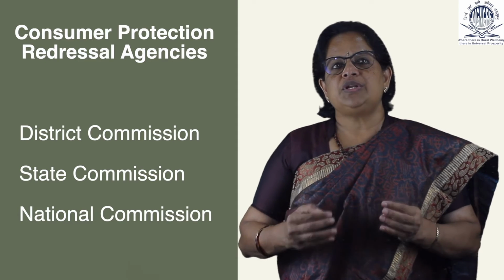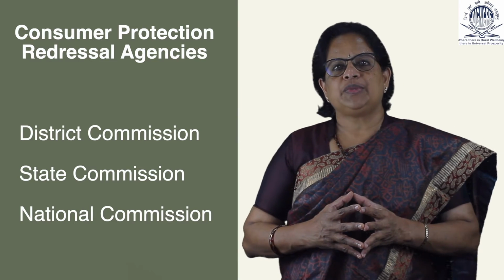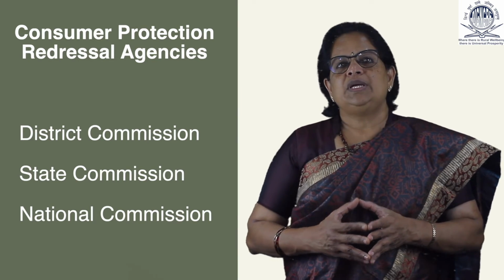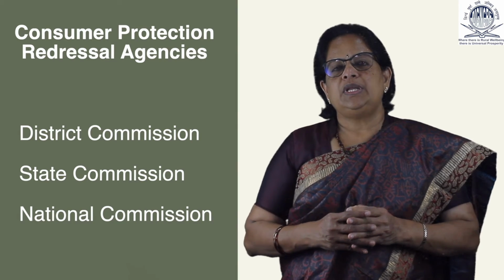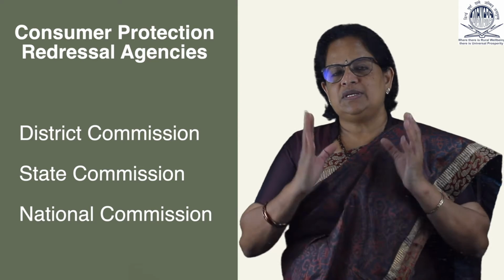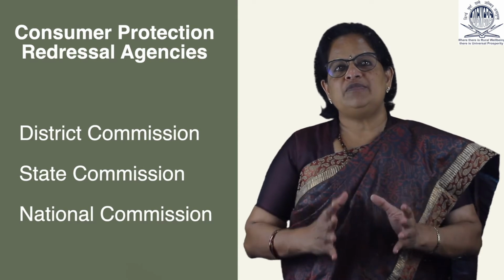The National Commission must have one president and at least 4 members, with the maximum number decided by the central government. Now, what is the limit for claims in the National Commission? The claims above 10 crore are to be filed with the National Commission.